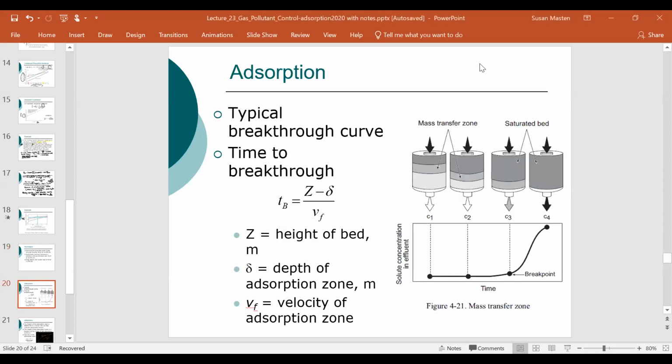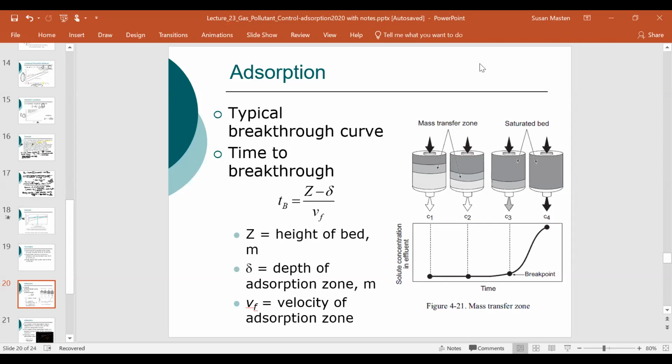So let's return to adsorption. We had just solved one problem where we were looking at the adsorption of carbon tetrachloride. And what I want to do now is to go through a little more on adsorption design. We're not going to do any extensive design, but I want to make sure that I cover the material that is on the FE exam.